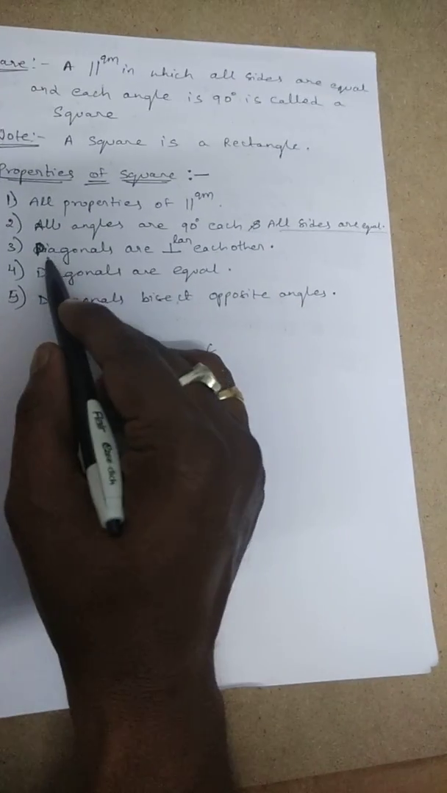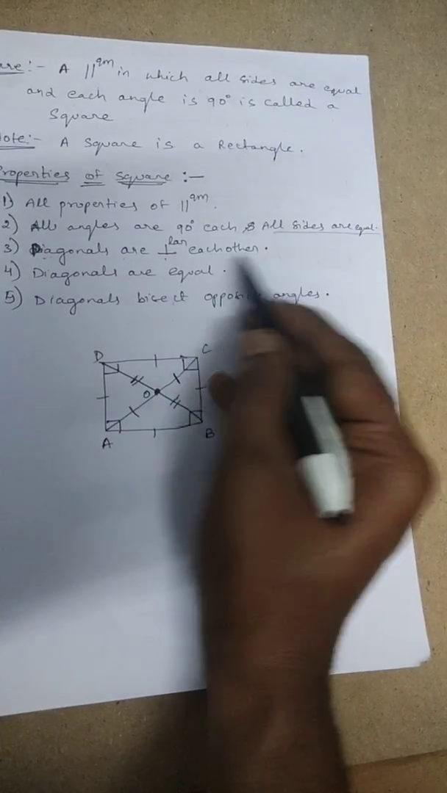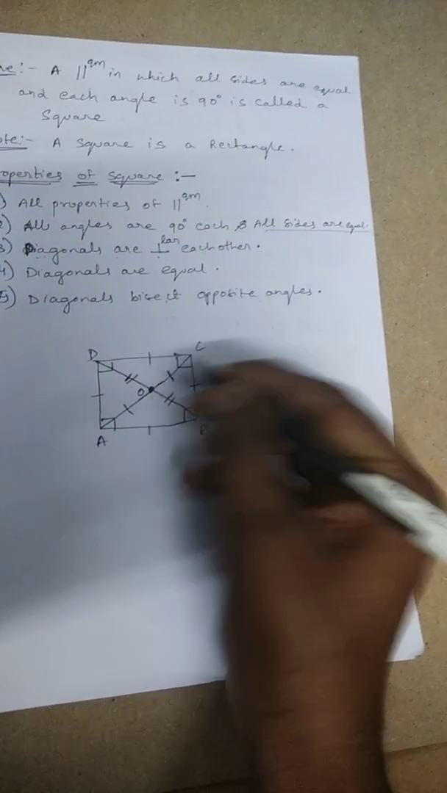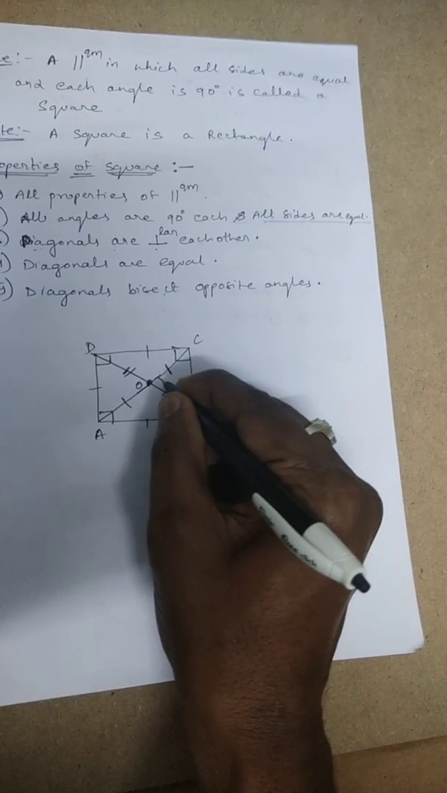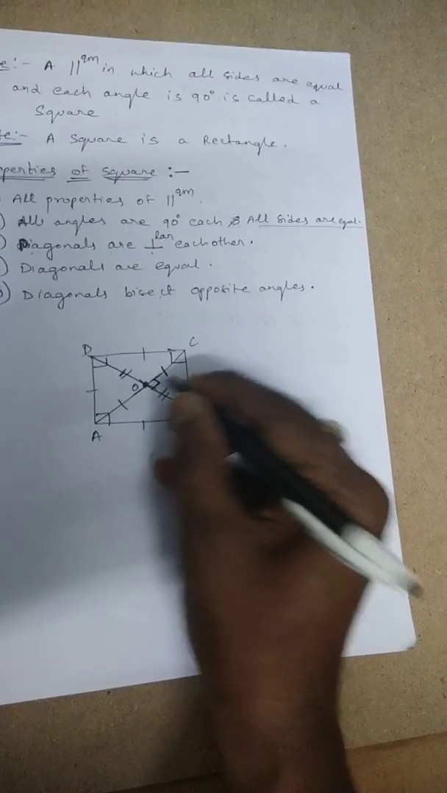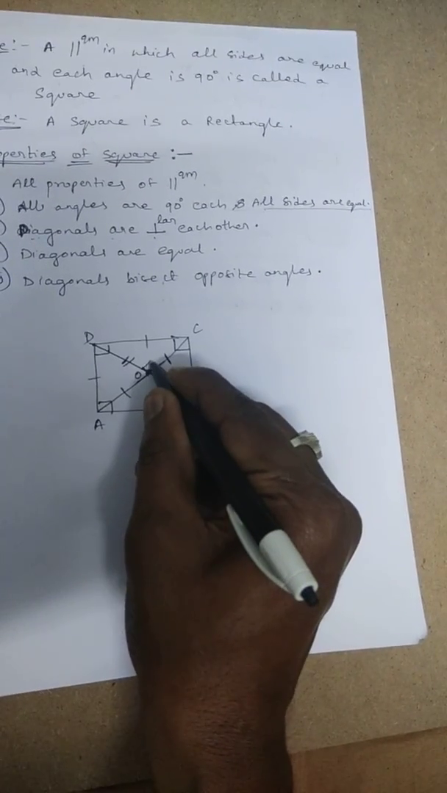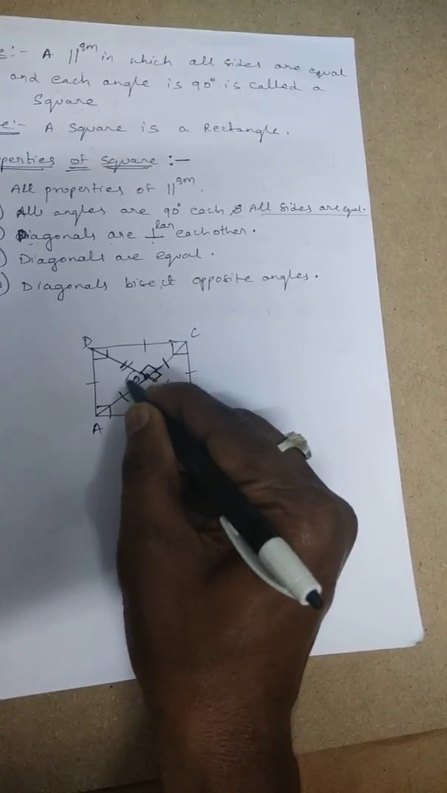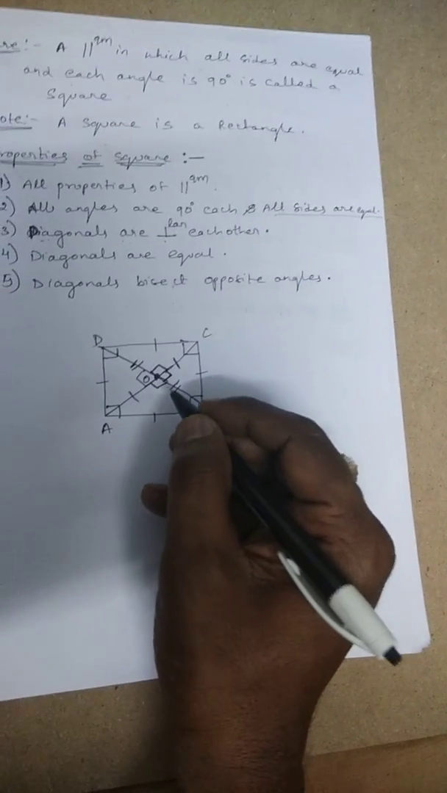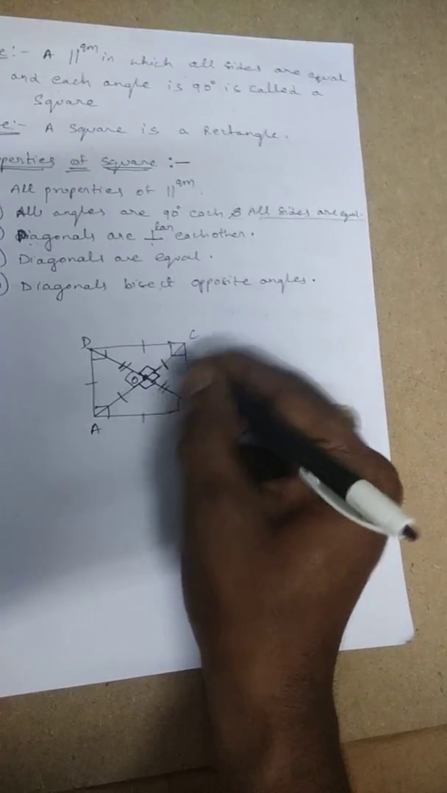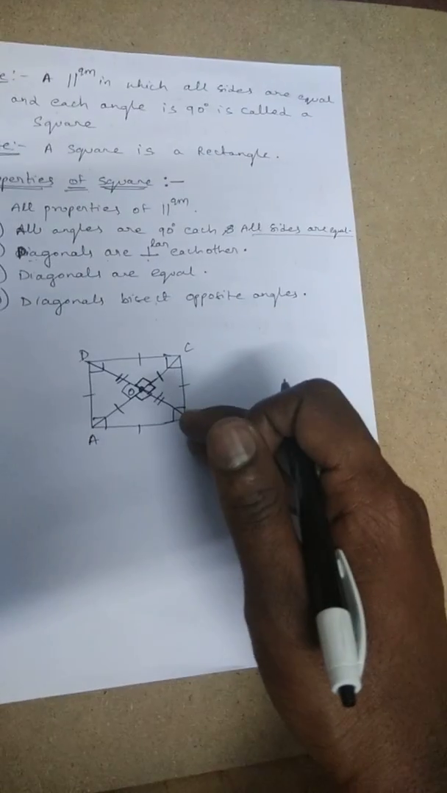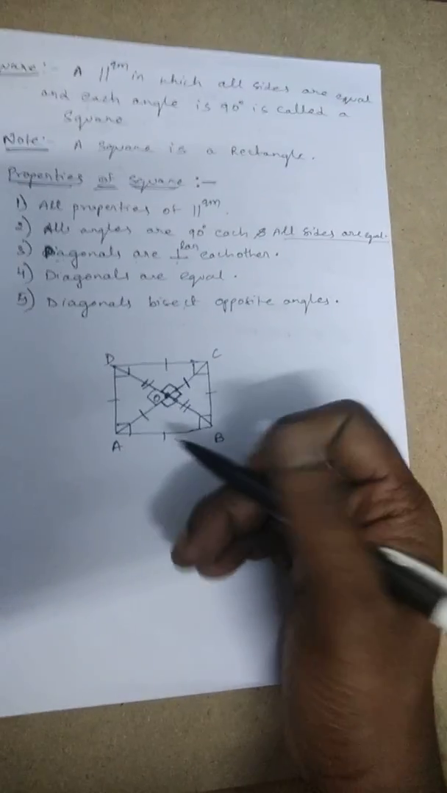Next, the most important is that the diagonals are perpendicular to each other. That means this diagonal and this diagonal are perpendicular. That means the angle between these two diagonals here is 90 degrees. So this angle also will be 90 degrees, this will be 90 degrees, this also will be 90 degrees. Each angle will be 90 degrees. So diagonals are perpendicular to each other, and they bisect each other also.